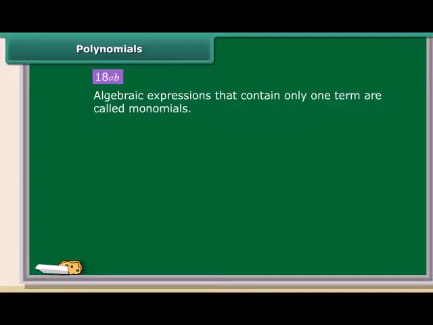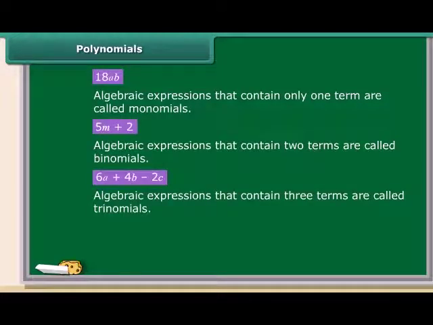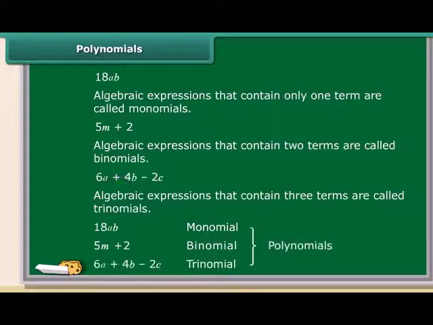Children, see this algebraic expression. It has only one term. This type of algebraic expression is called a monomial. Now, is 5m plus 2 a monomial? No, it has two terms. This type of algebraic expression is called a binomial. The expression 6a plus 4b minus 2c is not a binomial because it has three terms, right? So this type of algebraic expression is called a trinomial. Remember, all algebraic expressions that have one or more than one terms are called polynomials. Therefore, monomials, binomials and trinomials are all polynomials.